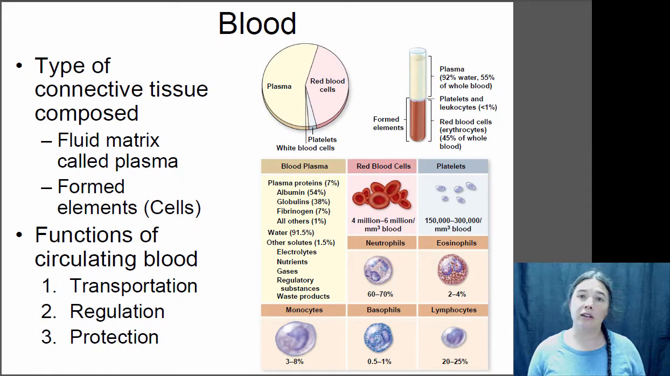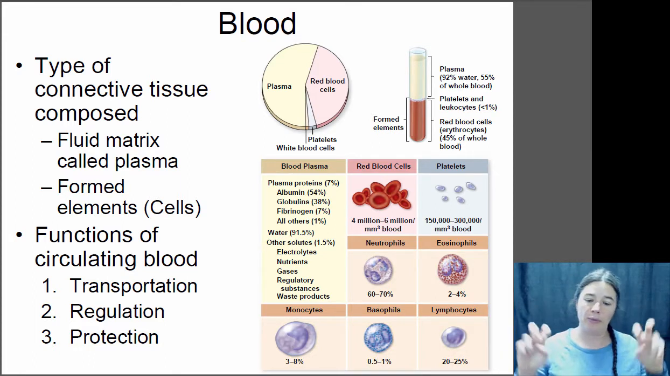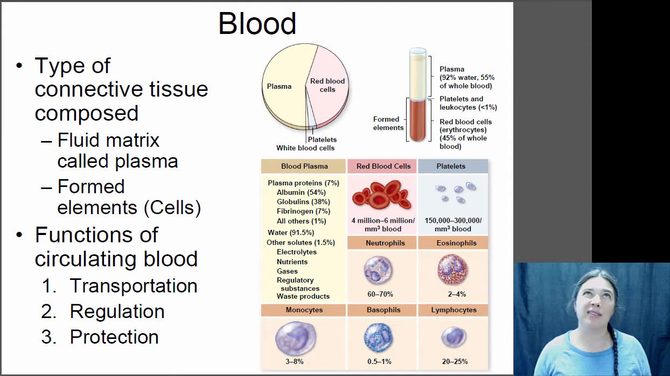So blood is a specific type of connective tissue that has a fluid matrix called plasma, and then various what are called formed elements or cells. They can be cell-like structures. Technically, platelets are not a cell because they don't have a nucleus, but they are cell-like.